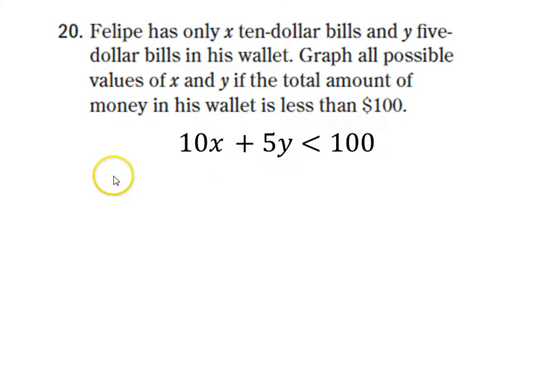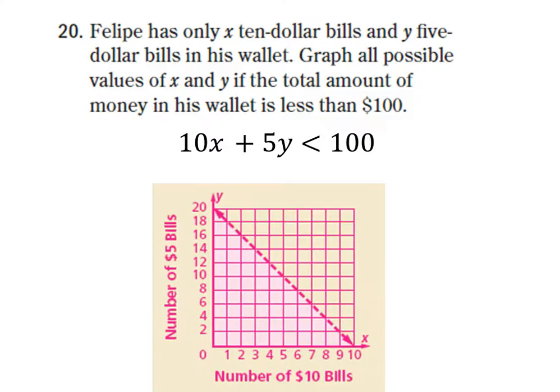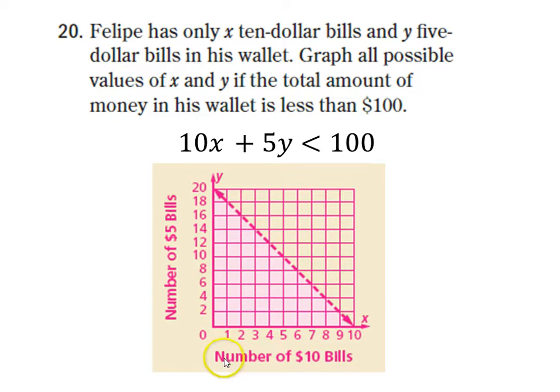But we want to graph all these things. We can come up with all these numbers all day long, but we want to graph them to show exactly where all of them are. And the graph of this inequality would look like this, where we have the number of $10 bills on the x-axis and the $5 bills on the y-axis, and we can easily flip this around.